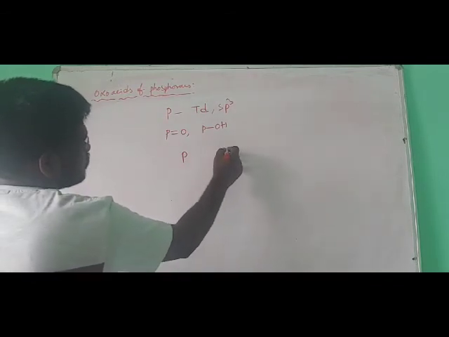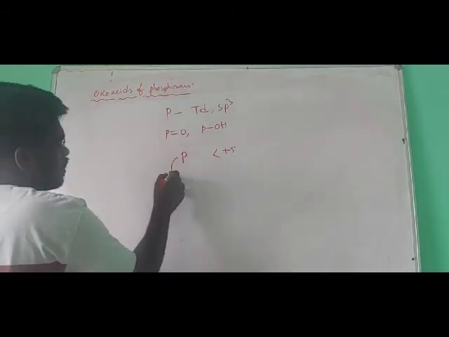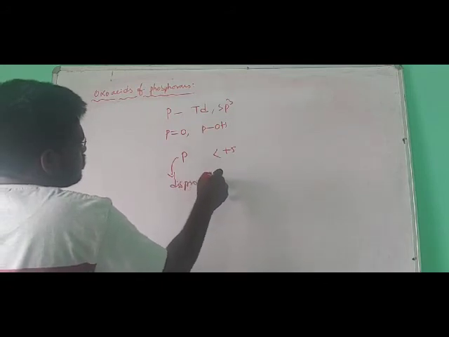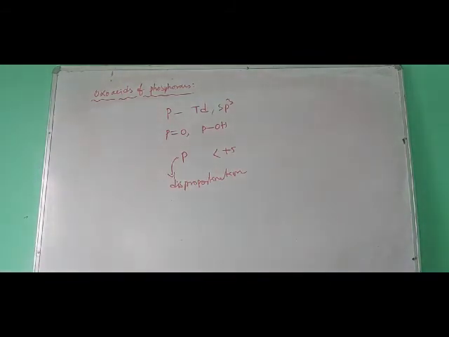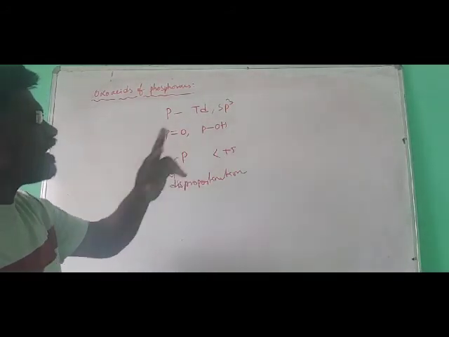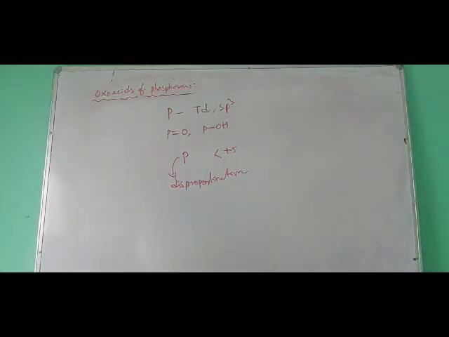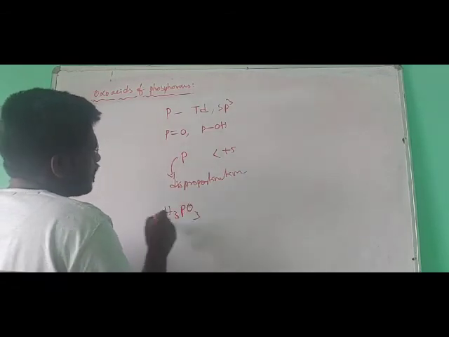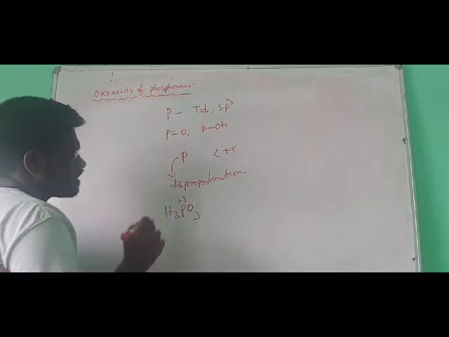In the next one, the oxo acids of phosphorus in which phosphorus has an oxidation state less than +5, that one undergoes a disproportionation reaction. The oxo acids of phosphorus in which phosphorus has an oxidation state less than +5, upon heating, undergo a disproportionation reaction. I will give you one example.